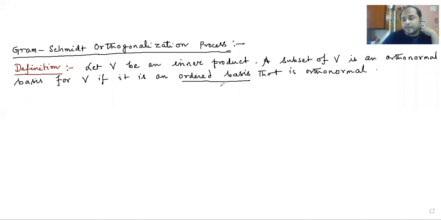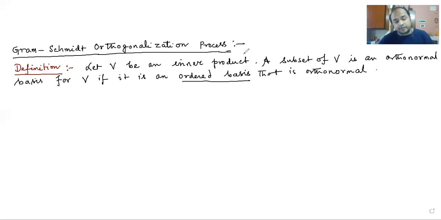And what are orthonormal vectors? If we have a set of vectors, and if we choose any two vectors and they are orthogonal to each other, the set is called a set of orthogonal vectors. And if these vectors are unit vectors, then that set of vectors is called an orthonormal set of vectors.